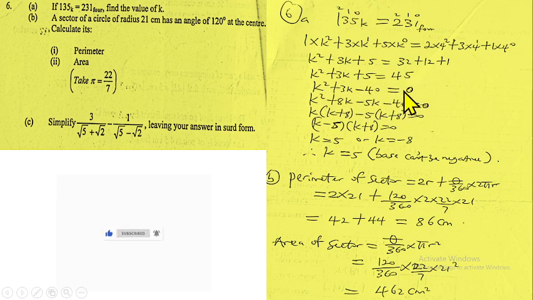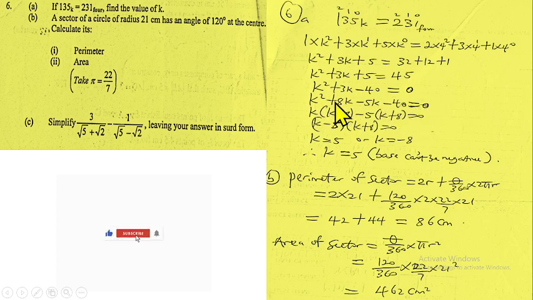That means we have a quadratic equation to solve, for which you can use any method you know. But we know that this can be solved using the factorization method. So we look for two numbers that multiply together to give minus 40 and when you add them together give plus 3. Those numbers are plus 8 and minus 5. So those numbers will replace plus 3k here. So you have k squared plus 8k minus 5k minus 40 equals to 0.